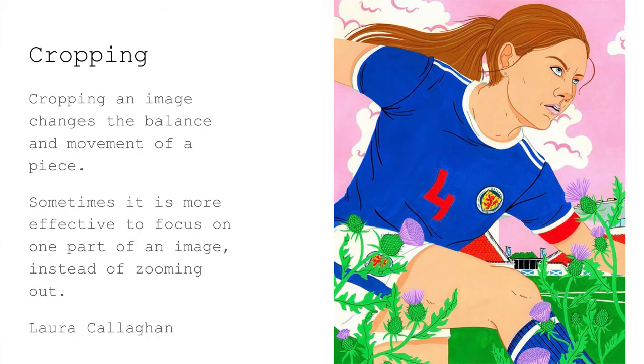Another effective tool is cropping. Cropping an image can change the balance or the movement of a piece. Sometimes it's effective to show a whole scene, but other times it might be more effective to focus on one part and to really zoom into where the action is. I think this example by Laura Callahan is really a good example of how cropping can be effective. It puts us right in where the action of the soccer player is.